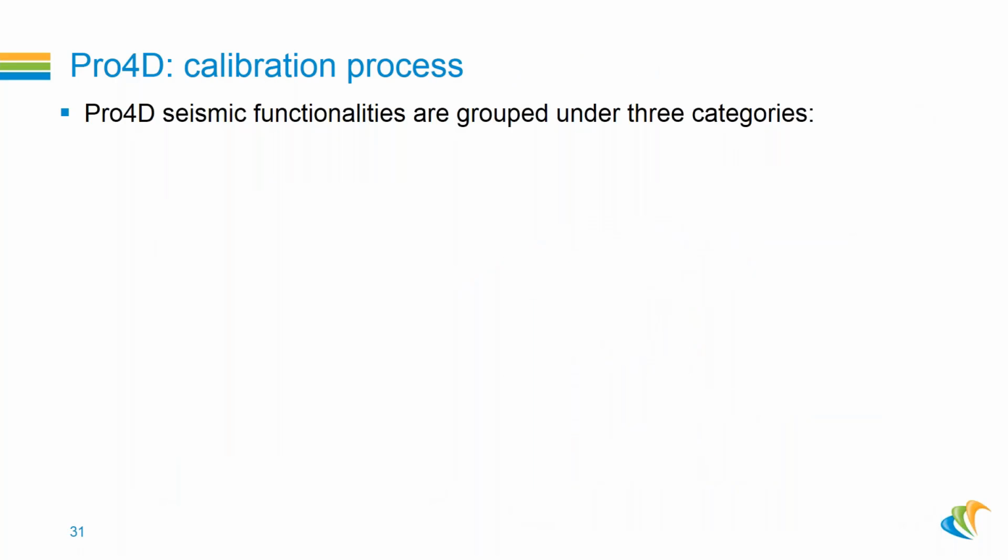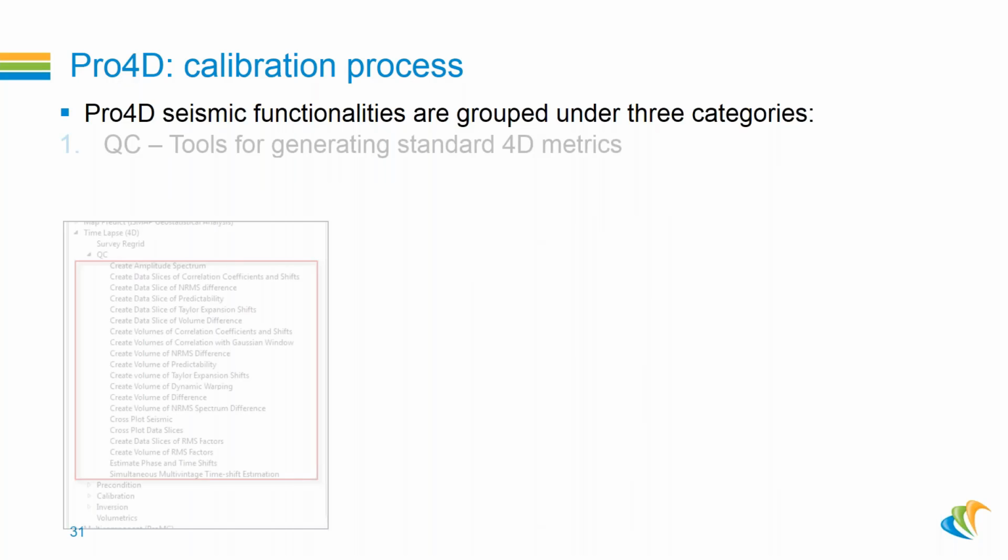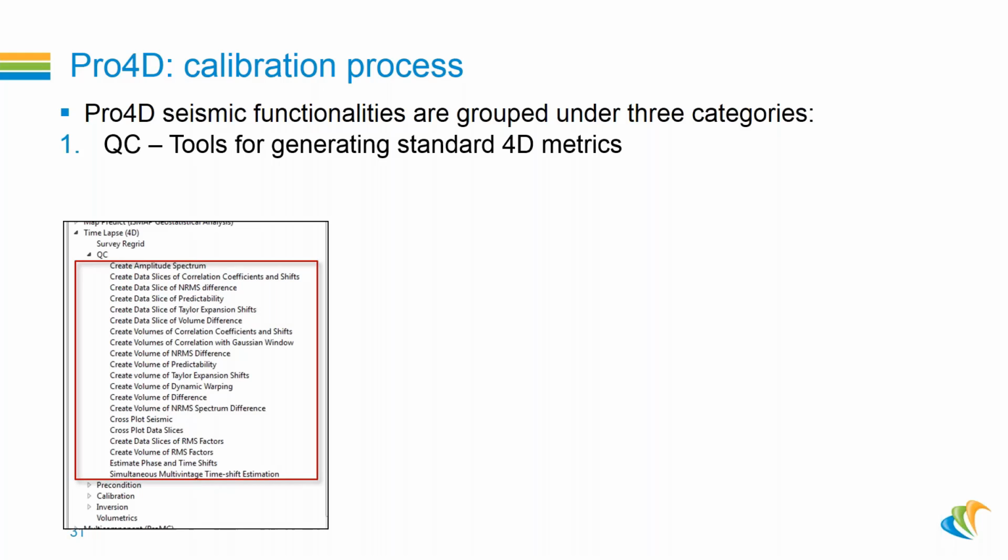In the program, we have these functionalities grouped under three categories. One is QC tools for generating standard 4D metrics. For example, you may want to calculate correlation coefficients and shifts between the monitor and base. You can also calculate the NRMS of the differences between monitor and the base, predictability, Taylor expansion shifts, and, for example, the volume difference itself. Plus other things like cross-plotting and seismic data slices as well.